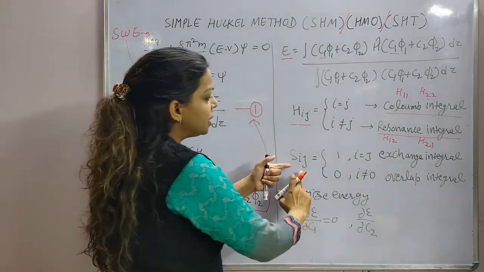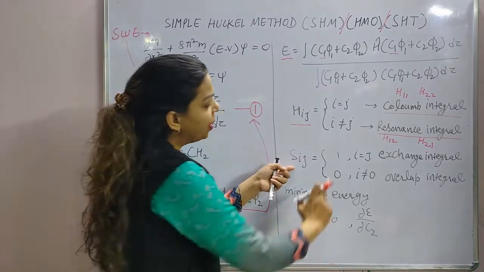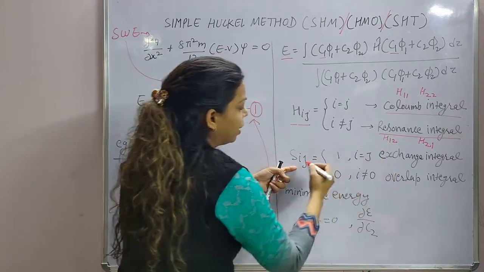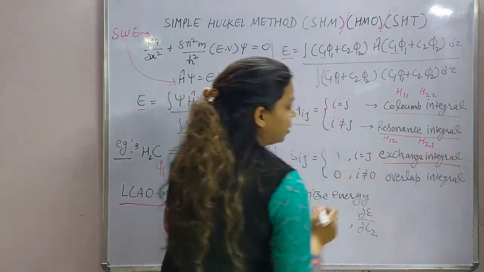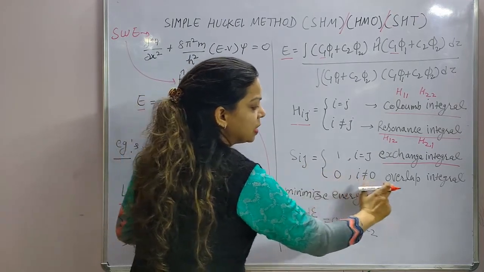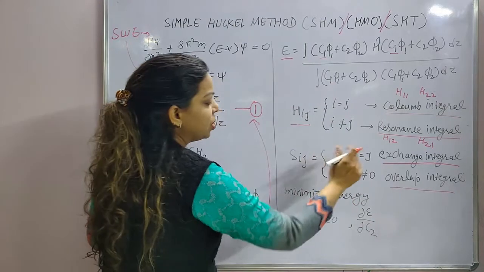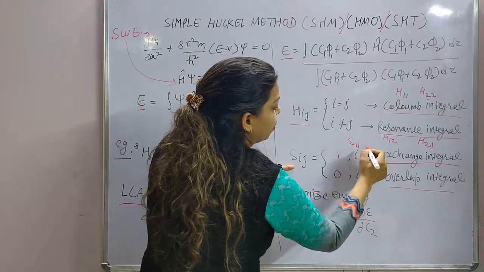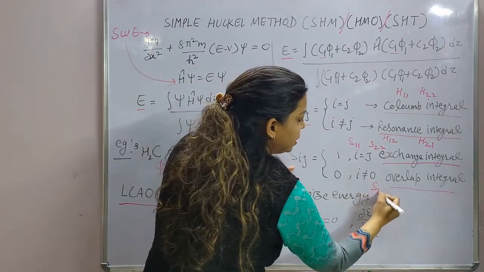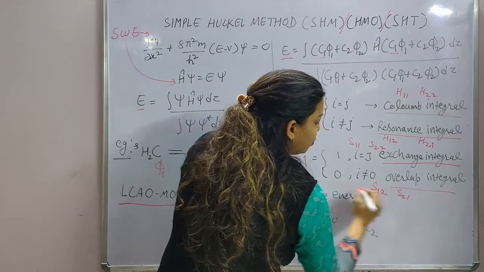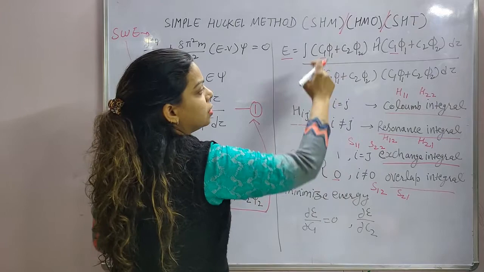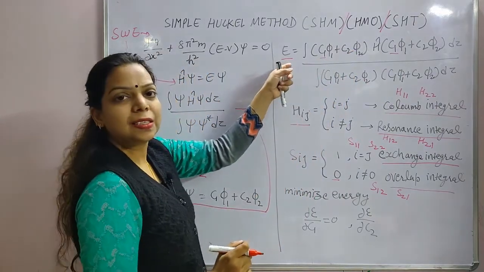Alright. Now next is Sij. When i is equal to j, it will be 1. It means that integral will be called an exchange integral. And when i is not equal to j, S will be equal to 0, and this is called an overlap integral. So all the exchange integrals like S11, S22 will be equal to 1, and all the overlap integrals S12 and S21 will be equal to 0. So these are the symbols given to these integral terms just to simplify this expression.